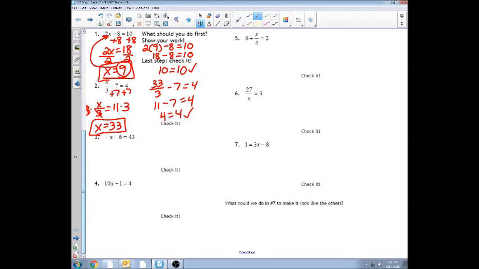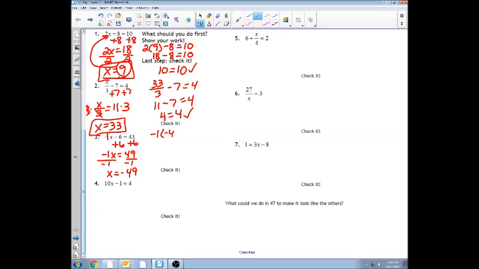Number 3, I have -x minus 6. Well, what that really means is -1 times x. Okay, so the first step is going to be to add the 6. Remember, multiplication is much stronger than addition or subtraction. That would leave me with -1x is equal to 49. Now I would divide by -1, divide by -1. X would equal -49.